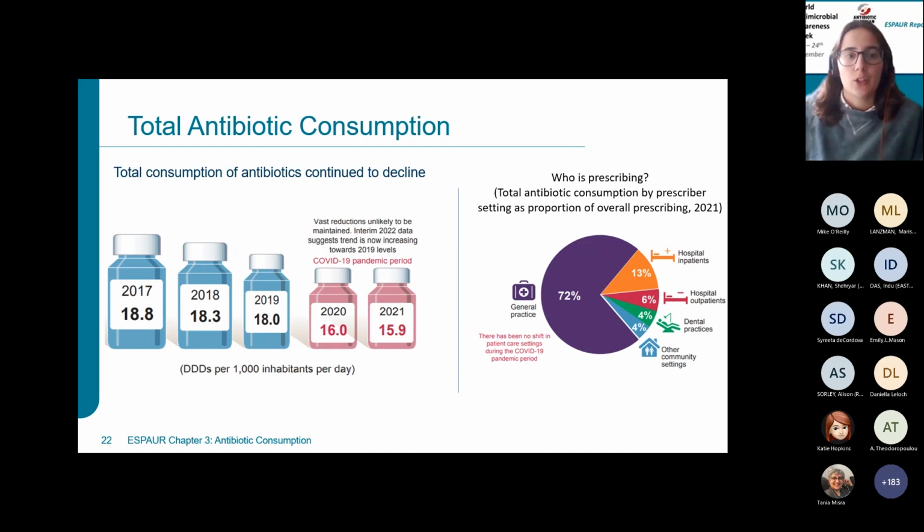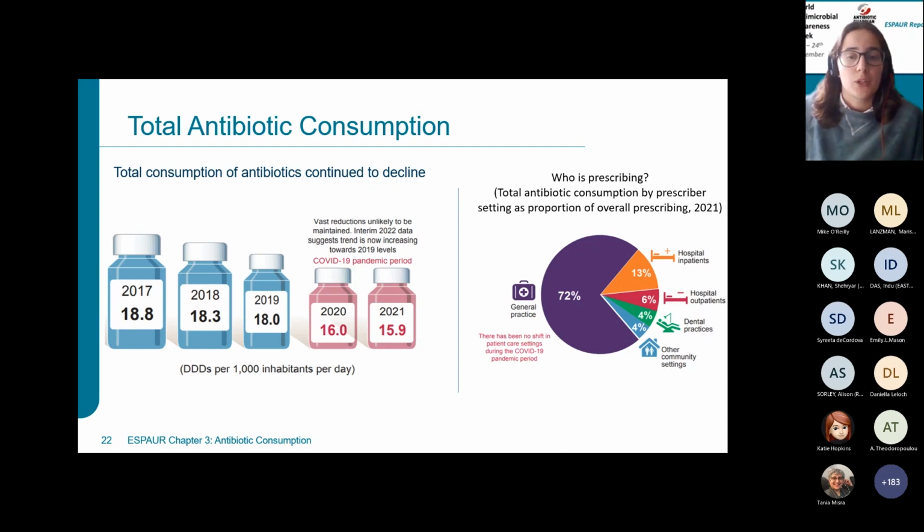So beginning with total antibiotic consumption, over the last 5 years, consumption of antibiotics as DDDs per 1,000 inhabitants per day, also known as DIDs, has decreased by 15.1% across England from 18.8 to 15.9 DDDs per 1,000 inhabitants per day. However, as we can see in this figure on the left, whilst the rate was decreasing from 2017 to 2019, the decrease was very much accelerated in 2020, coinciding with the start of the COVID-19 pandemic. Between 2020 and 2021, there was then only a 0.5% reduction in DIDs, and interim 2022 data suggests the trend is increasing towards 2019 levels again.